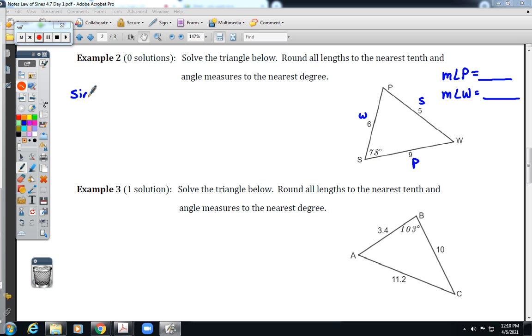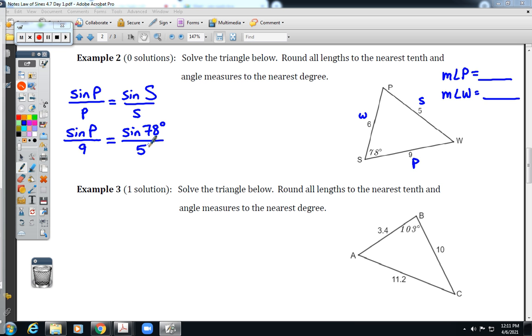So to do that, we would say sine of angle P over little p equals, and then we have to use the s's because that's the pair that we know. So the sine of angle S over little s. Okay? Plug in what we know. We do not know angle P. Little p is 9 units. Sine of S is 78 degrees. And little s, amusingly, is the number it looks exactly like, 5 units.